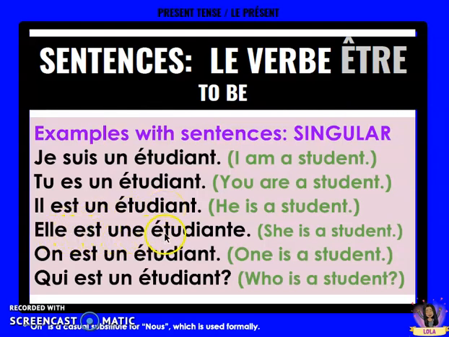Elle est une étudiante. Notice that over here, une has the extra E and étudiante has an extra E as well. And that is because elle is feminine. It means she. Therefore, my noun and the article that goes with it must also be feminine. On est un étudiant. Qui est un étudiant?